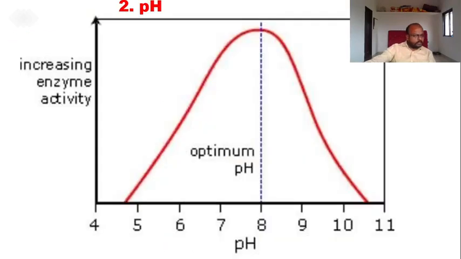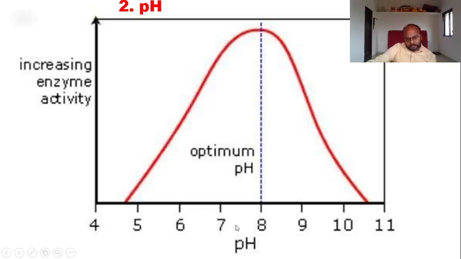Second one, that is the pH of the enzyme. So here you know the pH of the enzyme. The optimum range of the pH is particularly in the neutral. That means at neutral pH, the enzyme is more active, and enzymes are very sensitive to the pH of the medium in which they are, because of their proteinaceous nature.